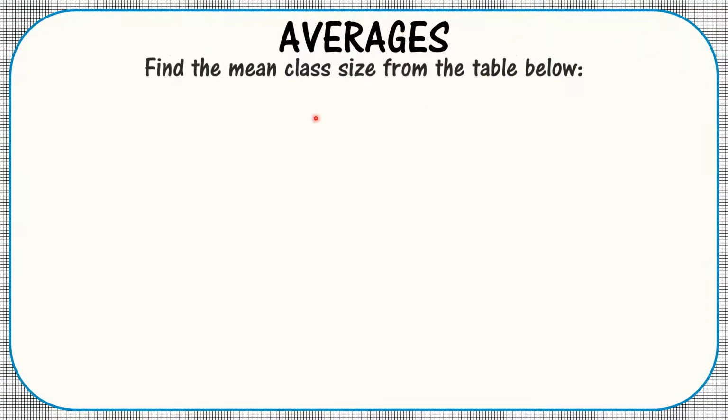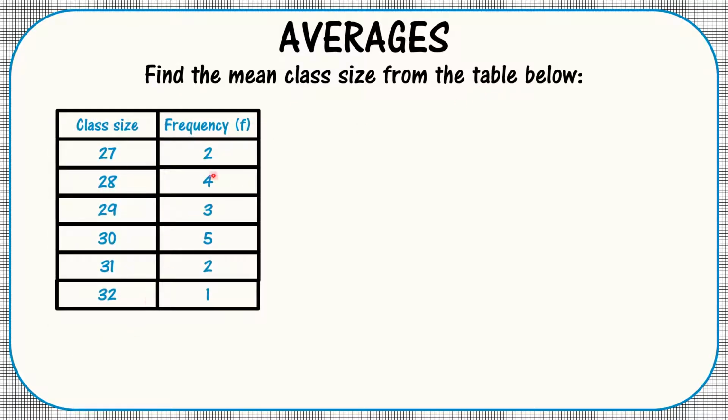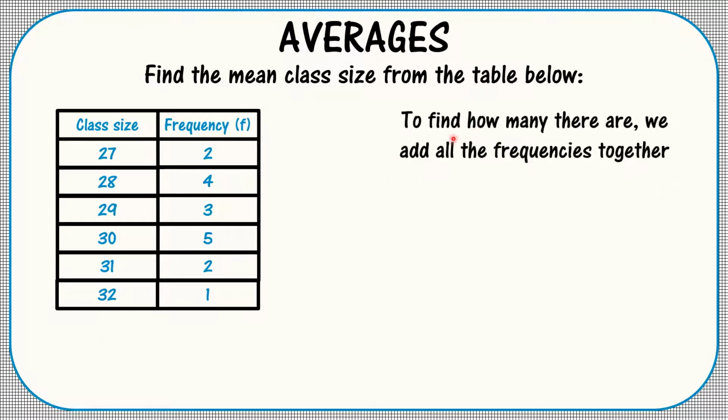Let's go through another example. Find the mean class size from the table below. Again, we have a class size and we have its respective frequency. To find out how many there are, we add all the frequencies together. So you find the total of the frequency in this example is equal to 17.